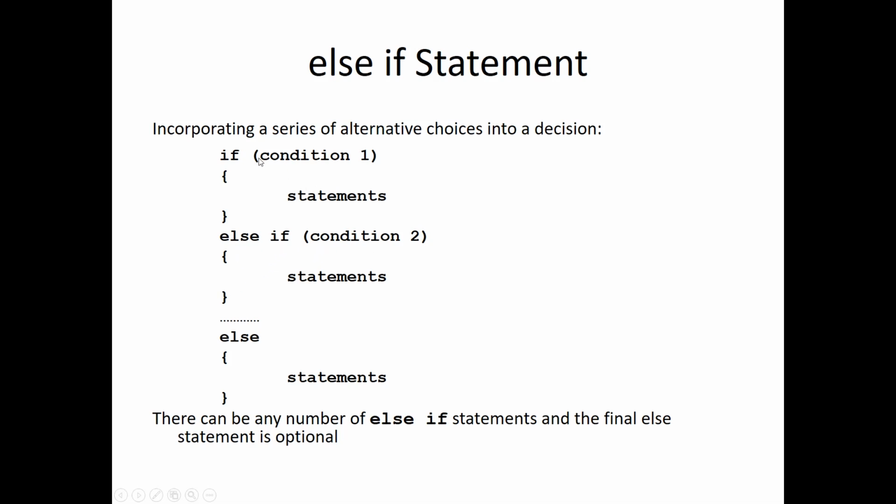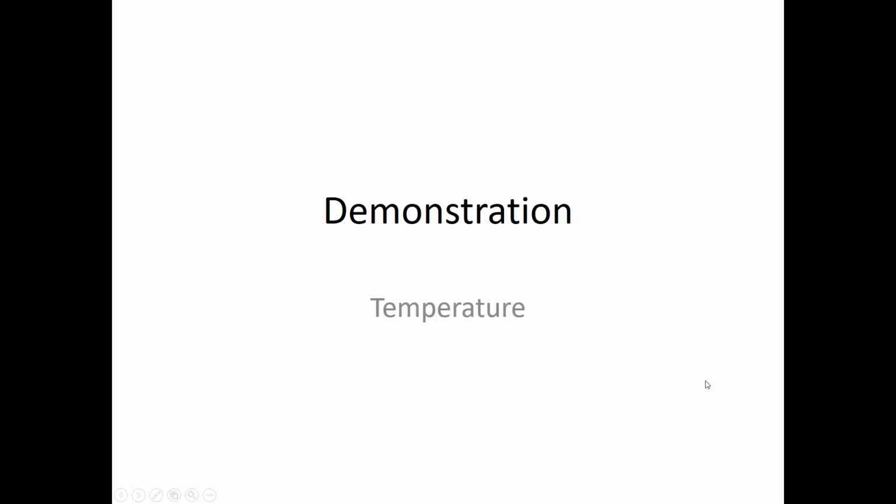But if that one's false and that one's false, and maybe you've got a couple of others that are false, the last one will always be just else. The else at the end is optional, but it's a good idea to have it in because it acts as a bit of a trap. If none of these previous conditions are true, then at least you put an else in there that will trap it and at least give the user some indication that you're going down this particular route. We'll have a look at that in this next demonstration.